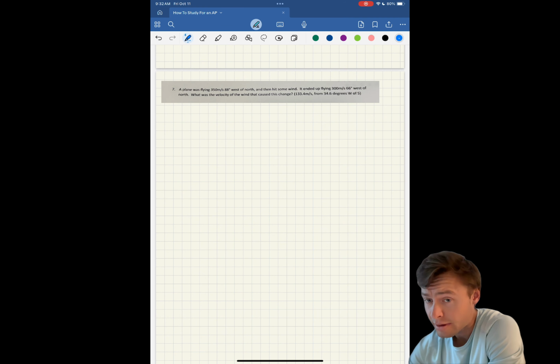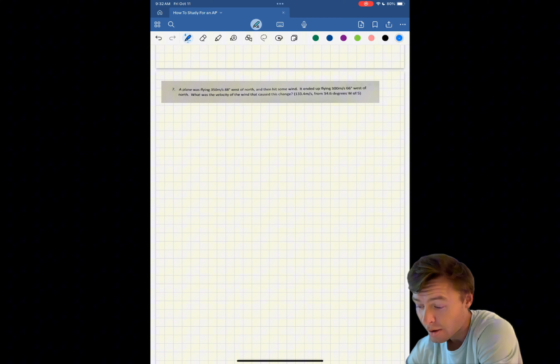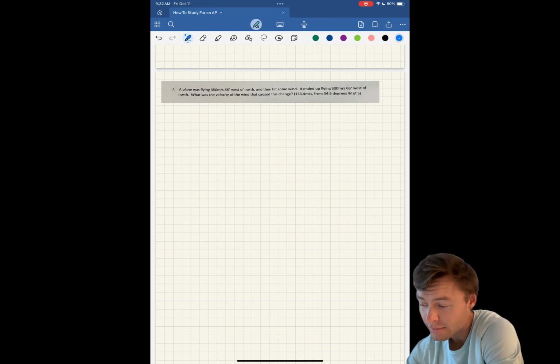A plane was flying 350 meters per second, 88 degrees west of north, and then it hit some wind. It ended up flying 300 meters per second, 66 degrees west of north. What was the velocity of the wind that caused this change? Okay, so let's try to draw a picture here.